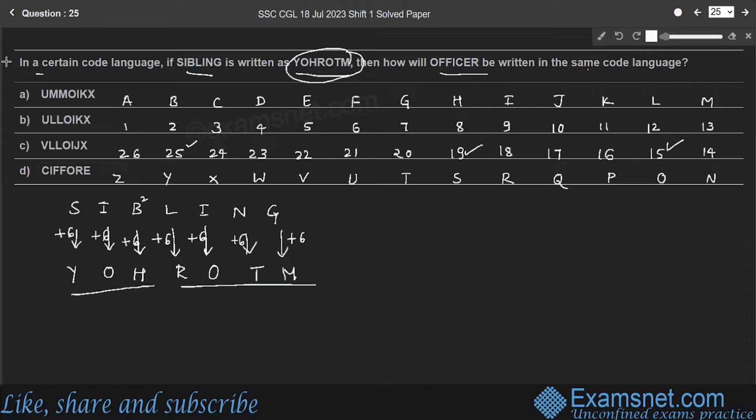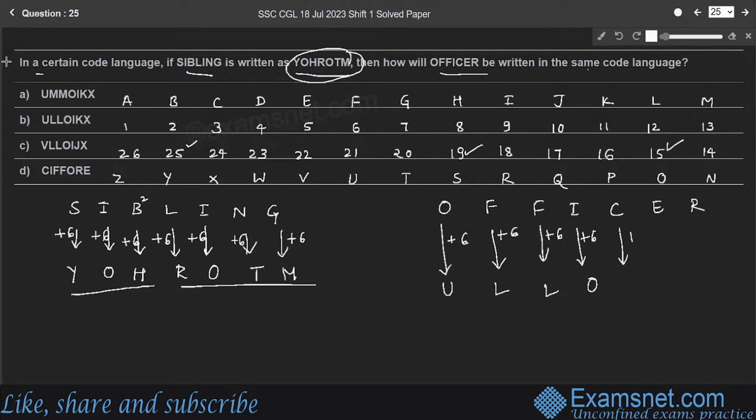Similarly, OFFICER. Add 6 to each letter. O is 15 plus 6, 21, which is U. F is 6 plus 6 is 12, which is L. Again F plus 6, L. I plus 6, 9 plus 6 is 15, which is O. C plus 6, 3 plus 6 is 9, which is I.